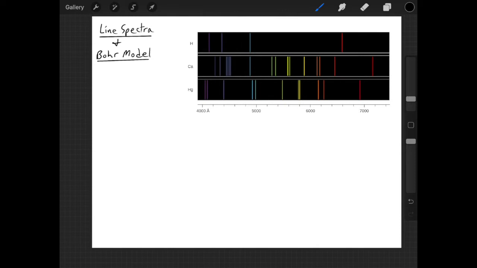same colors. And a guy named Balmer eventually worked out an equation that could predict these wavelengths or these colors for hydrogen. And in this example, RH is the Rydberg constant, and N1 and N2 are just integers representing energy levels. And we'll get into that in a minute.